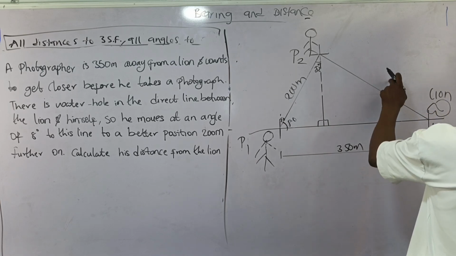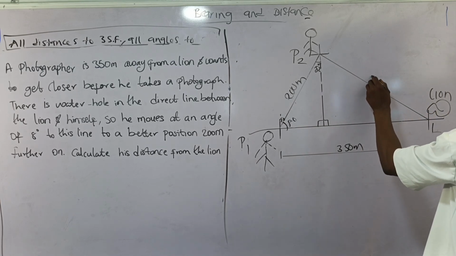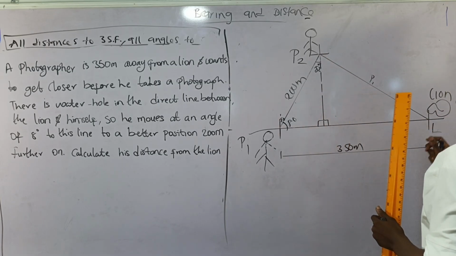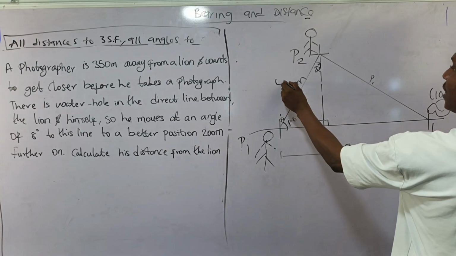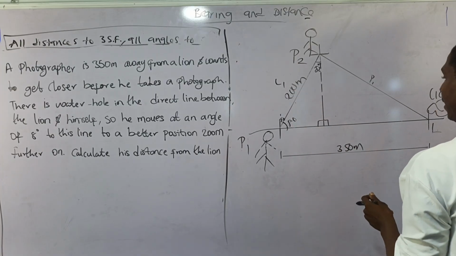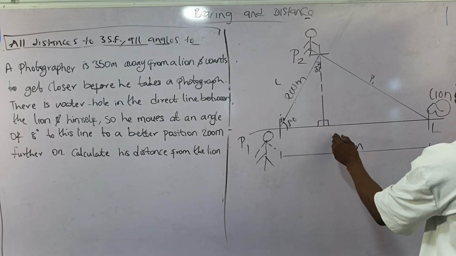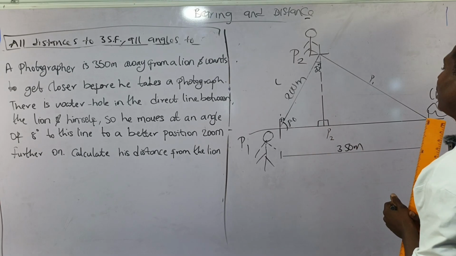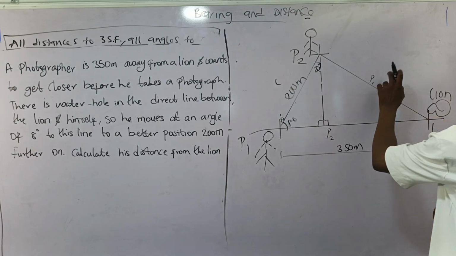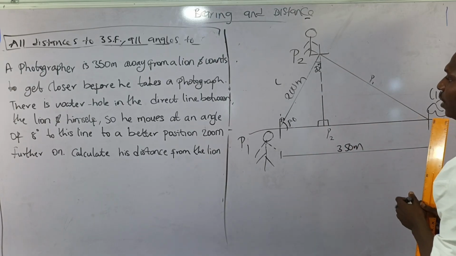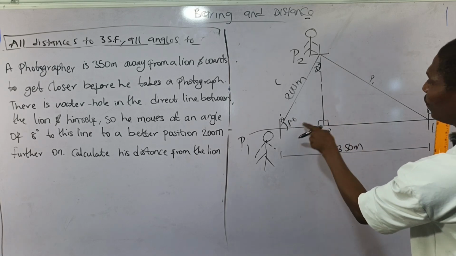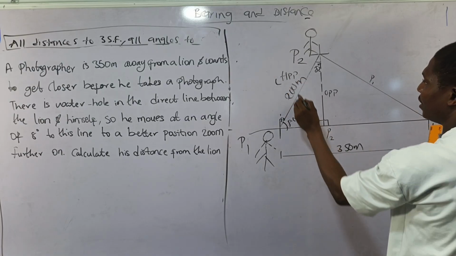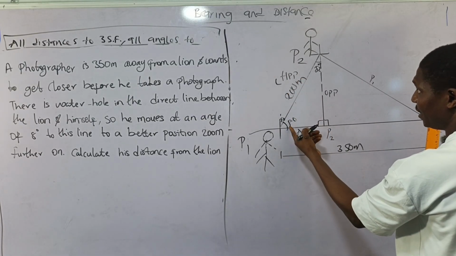Now I want to know this. Let me take this as small letter p subscript 1, which is the present distance from the lion where he wants to take the picture. And this becomes small letter L, and the total distance here becomes small letter P subscript 2. Now I want to get this, and this is a right angle. I can use my 8 degrees to get here, because this is the opposite, this is the hypotenuse, and this is the adjacent. Remember, using my 8 degrees.